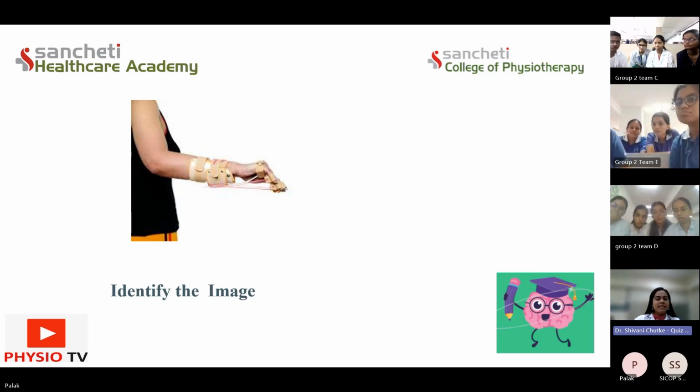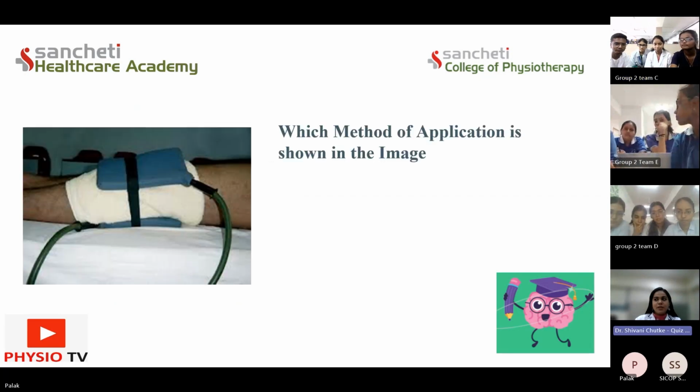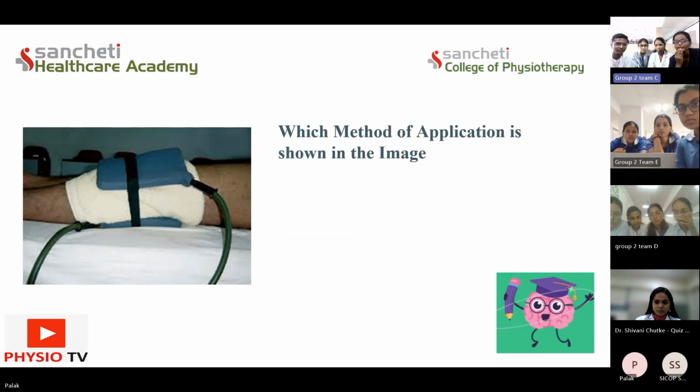Again, coming to team C. Team C, are you ready? Yes, ma'am. Which method of application is shown in the image? Kindly identify the method of application shown in the image, and your time has started now. The method is of SWD with contralateral method. Can you give me a specific name?